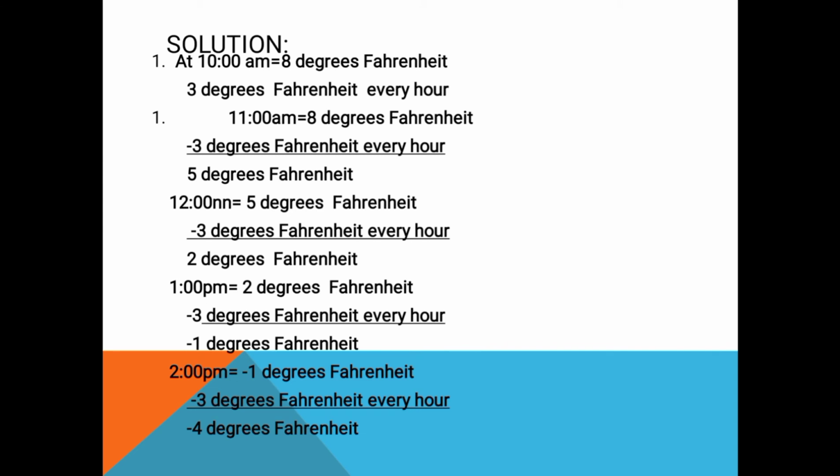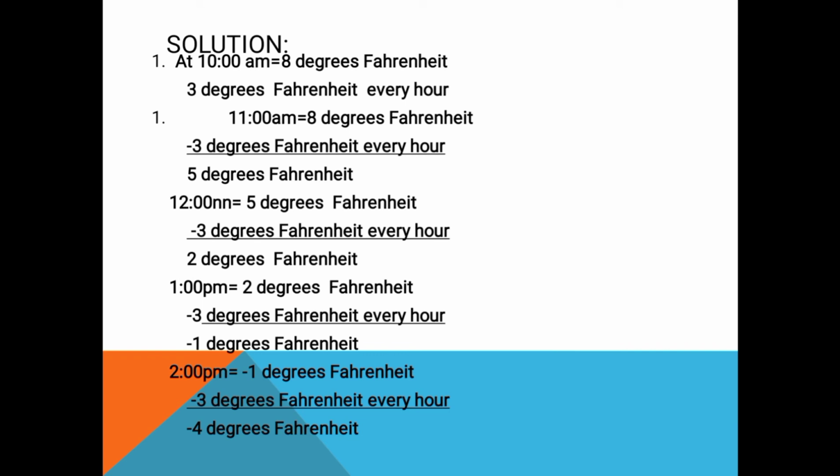Okay, so this is the solution of our problem number 1. So at 10 a.m., you will have the given temperature, 8 degrees Fahrenheit. Every hour it drops, meaning to say that will become negative, 3 degrees. So what is our question? What will be the temperature by 2 p.m. of the same day? So let's proceed.